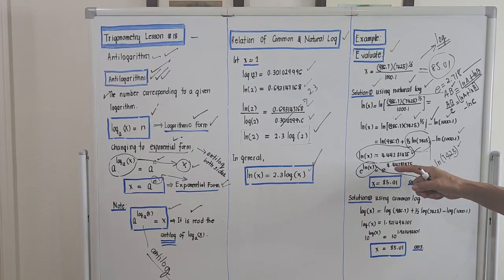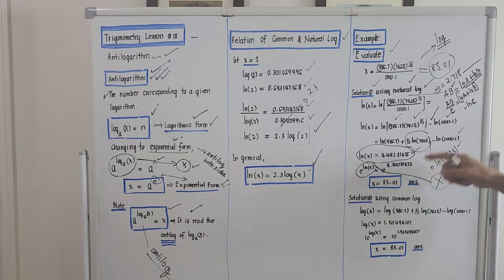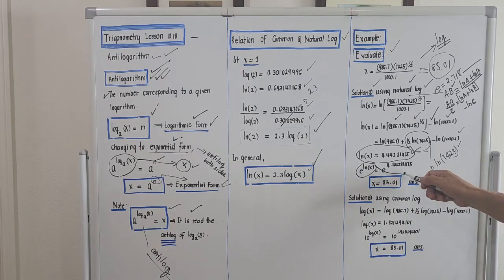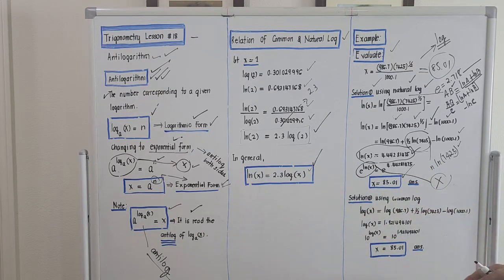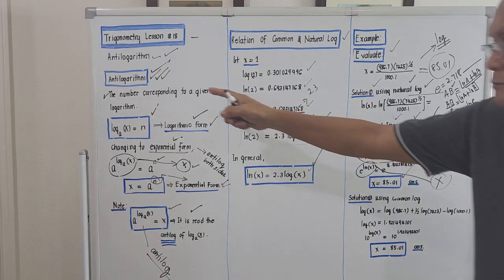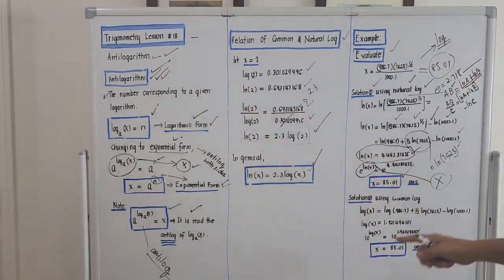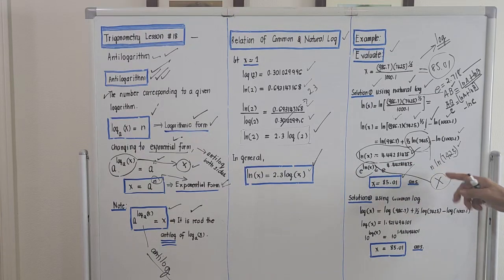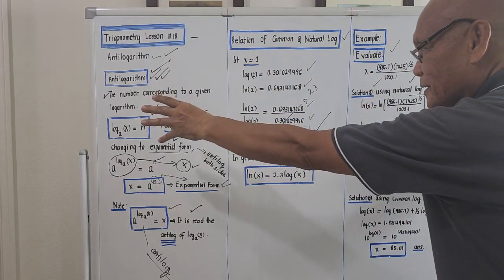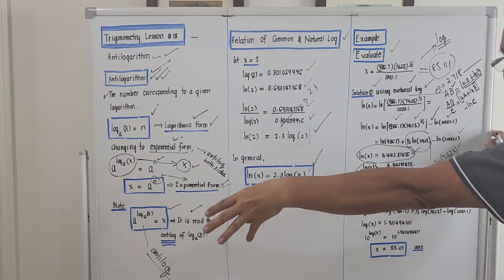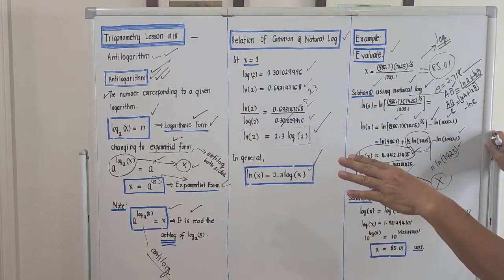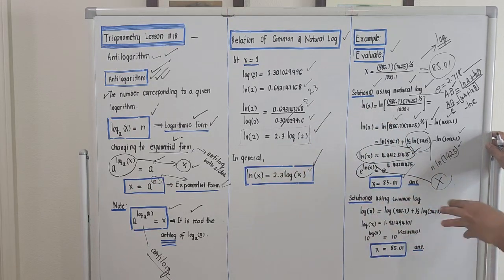And e raised to 4.428145, you can use your calculator, the value will be 85.01. So the value of x is actually 85.01. So without knowing how to get the anti-logarithm, okay, you cannot bring out the correct answer. That's why I presented this concept here. I bring out this example so we know how to operate anti-logarithm. Anti-logarithm, we are just changing the form from logarithmic to exponential.